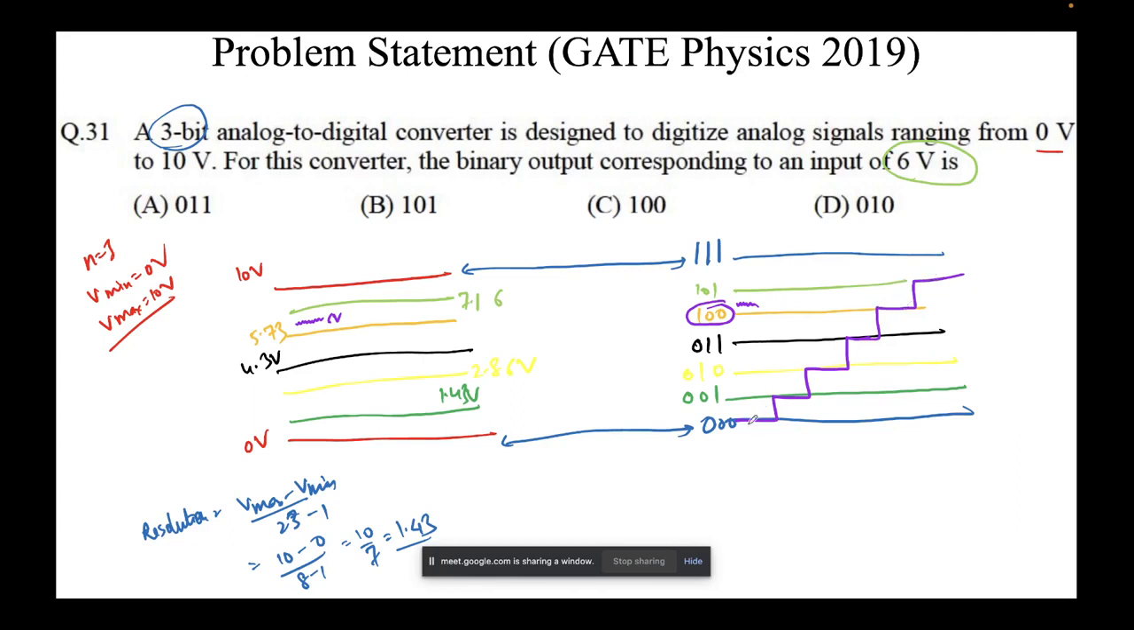So it starts climbing from 0, 0, 0, then 0, 0, 1, and so forth. It has only climbed up to 1, 0, 0, and hence the value corresponding to 6 volts would be 1, 0, 0. So is there an option? Yeah, this is the option. Option C would be the correct one: 1, 0, 0. Is it clear?